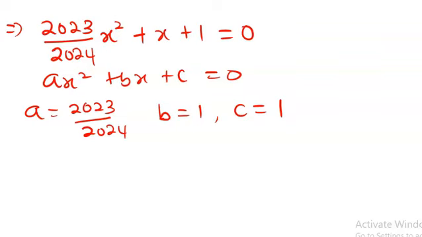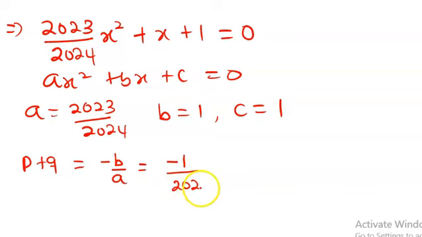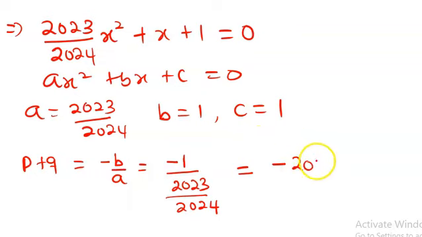Okay, now we are looking for p plus q, which is the sum of roots, and the sum of roots is equal to minus b over a. So from here we have minus 1 over 2023 over 2024. Now when we simplify, we are going to get minus 2024 over 2023.